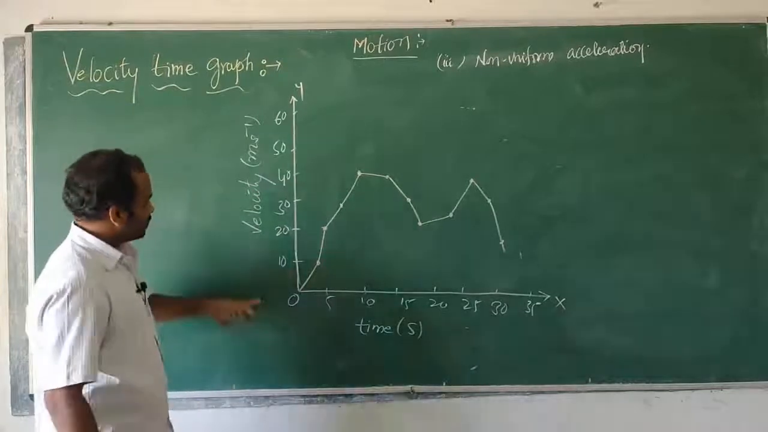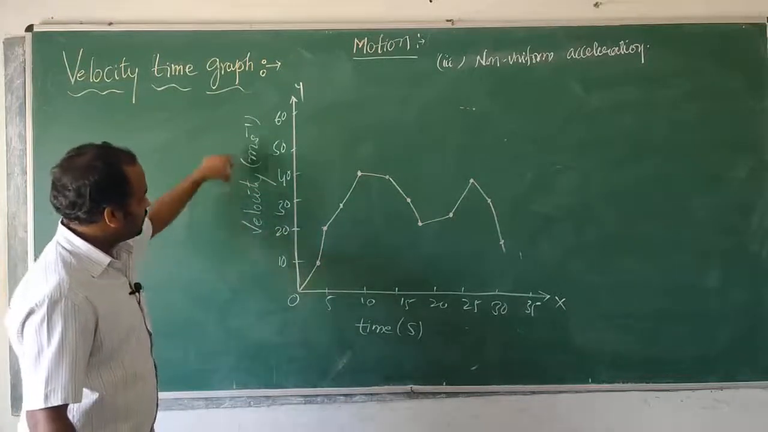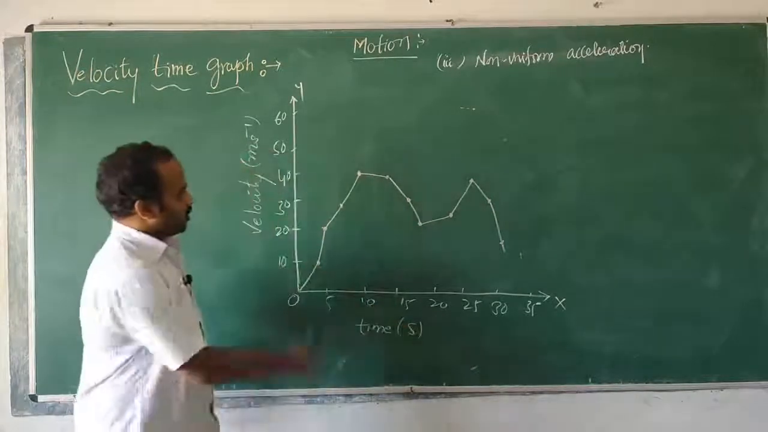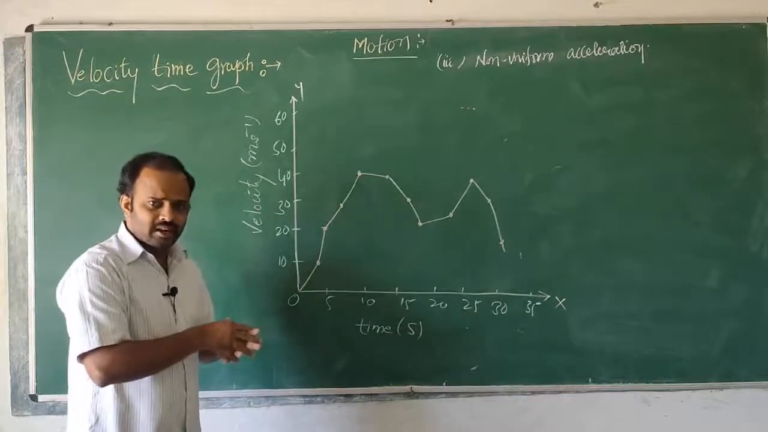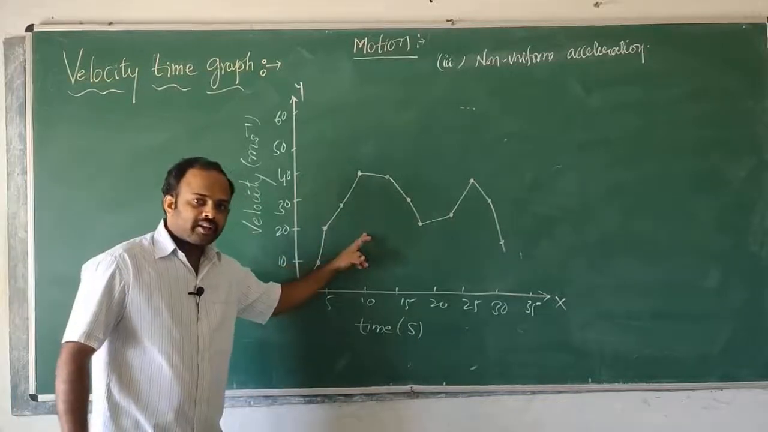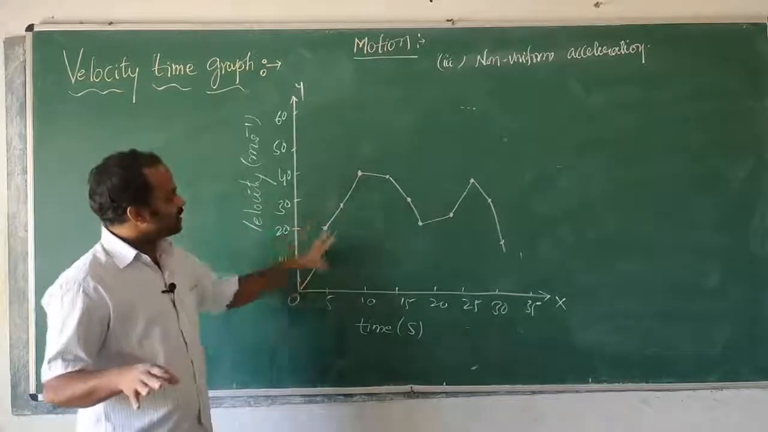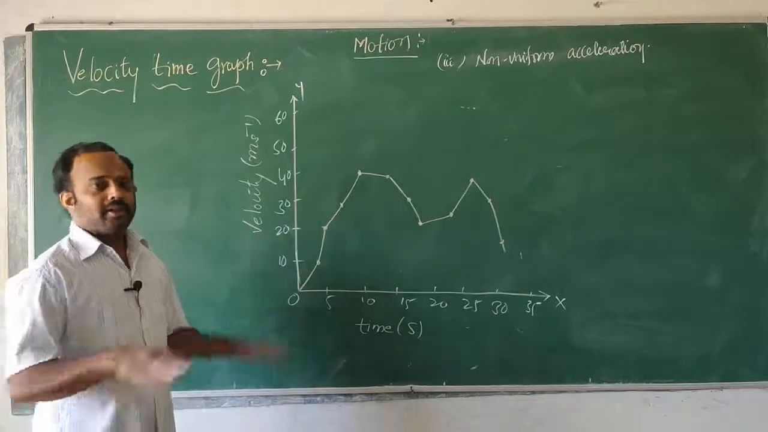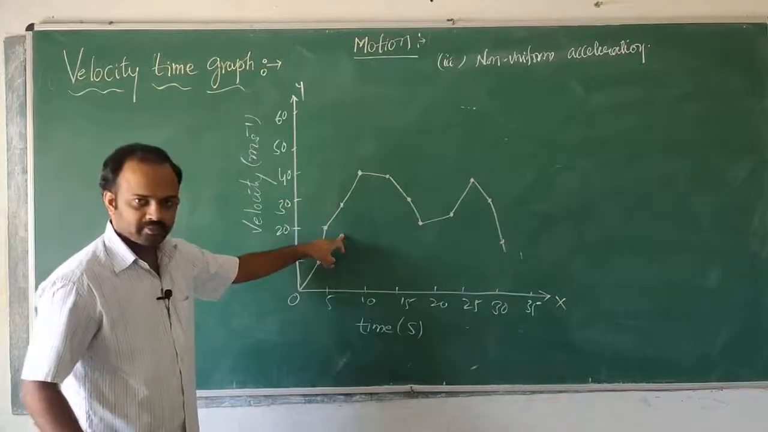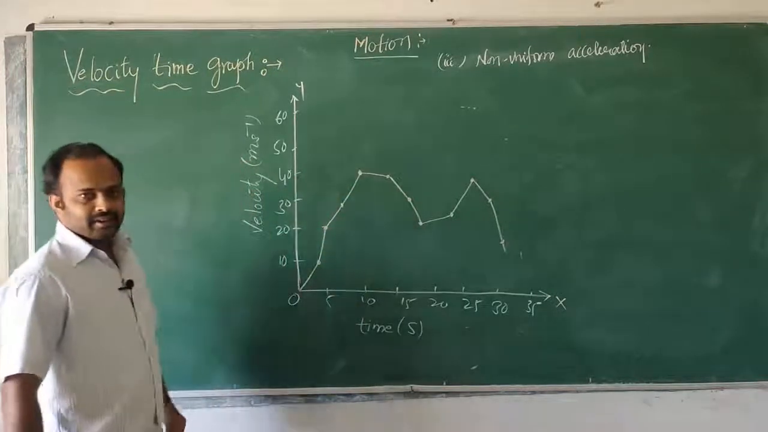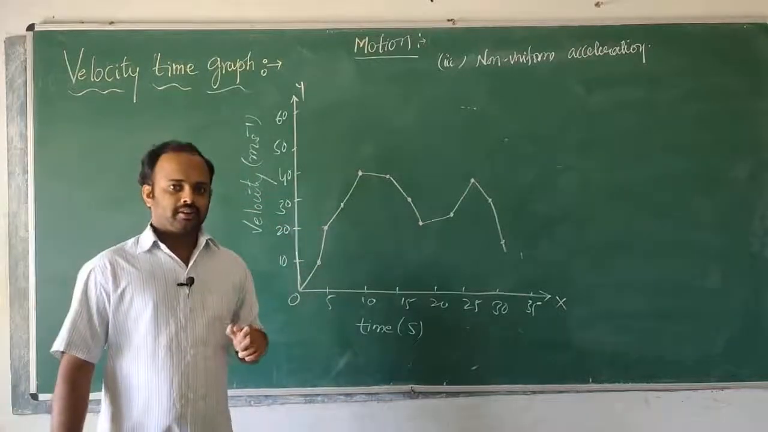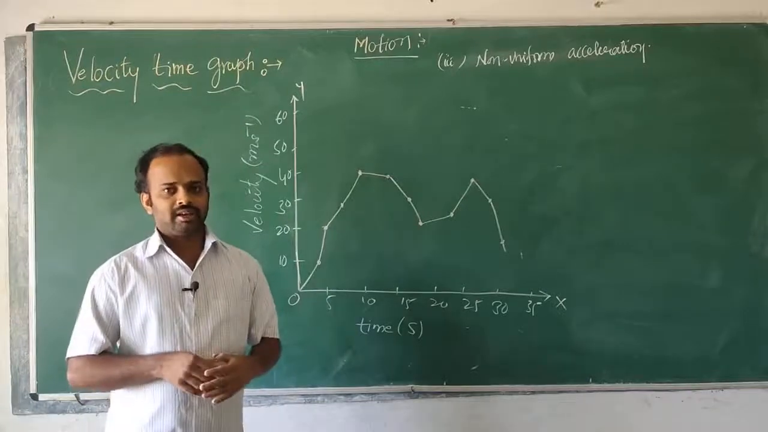Non-uniform acceleration motion. Here velocity is taken along the y-axis in meter per second and time in second along the x-axis. Look here, how is the line? Is it a straight line? If it is uniform, we always get a straight line. If it is not uniform, we don't get a straight line. This is not a straight line motion. This is what we call the representation of motion, that is, non-uniform acceleration. This type of graphical representation is called velocity time graph. Okay students, we will continue in the next class.